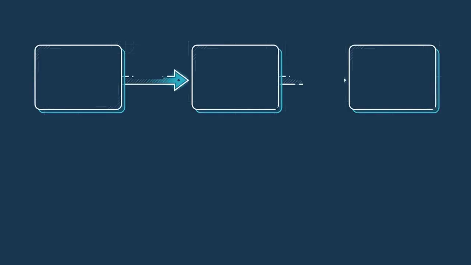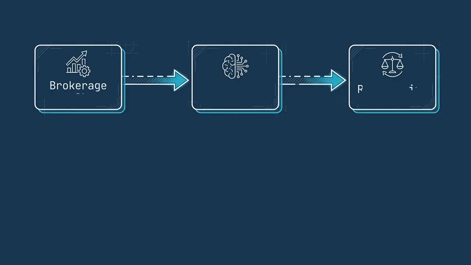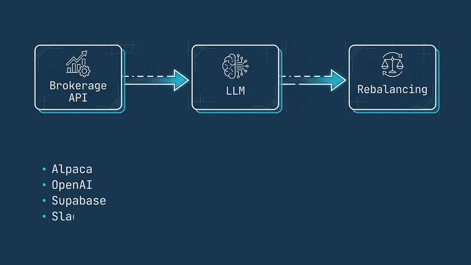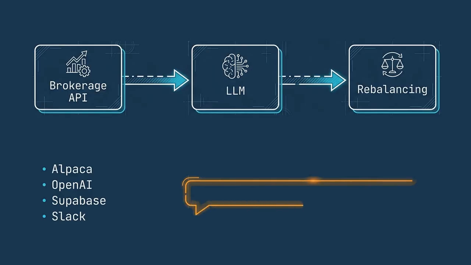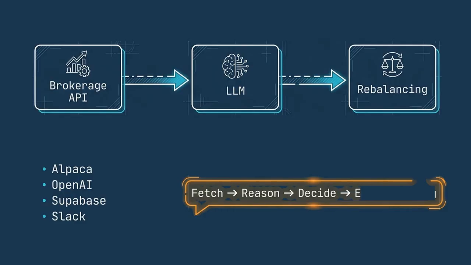intervention. The system pulls live position data from a brokerage API, passes it through an LLM trading decision layer to evaluate drift against target allocations, and executes rebalancing orders based on configurable risk thresholds. The stack includes Alpaca API for brokerage execution, OpenAI for structured decision logic, Supabase for trade logging, and Slack for human override alerts. Data flows in one direction: fetch, reason, decide, execute, log, with every step auditable and reproducible.